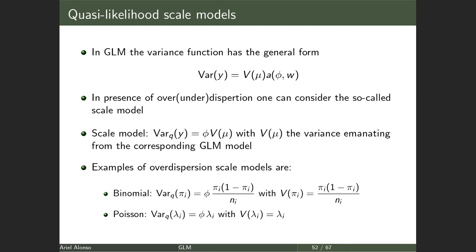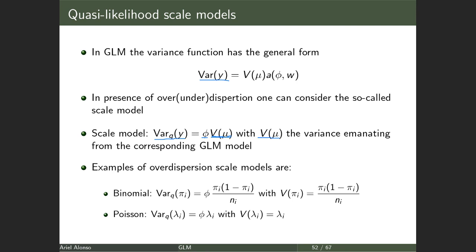You can say, well, I'm not going to work with the variance function implied by the Poisson model because my data is not Poisson. The mean and the variance are not equal. So I'm going to consider another variance function. The working variance function that I'm going to use is going to be psi times V of mu, where V of mu is the variance I got from the Poisson model. And this is called the scale model. If psi is larger than 1, then you are accounting for over dispersion. If psi is smaller than 1, then you are accounting for under dispersion.